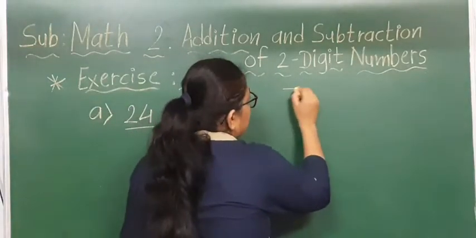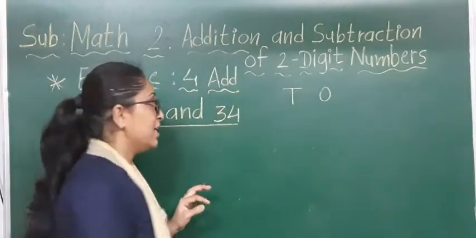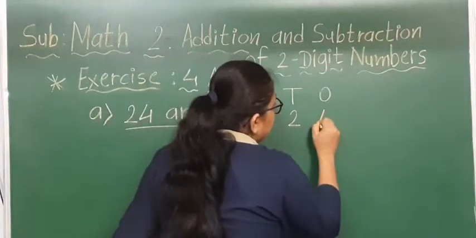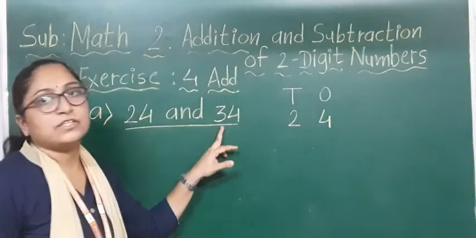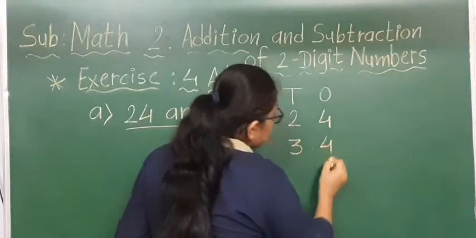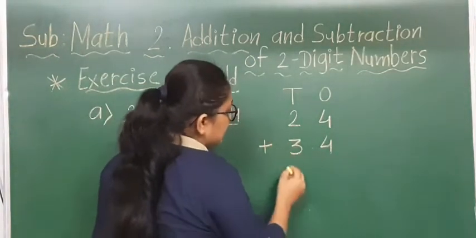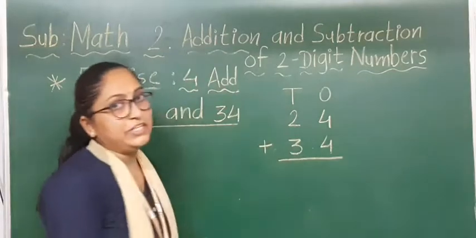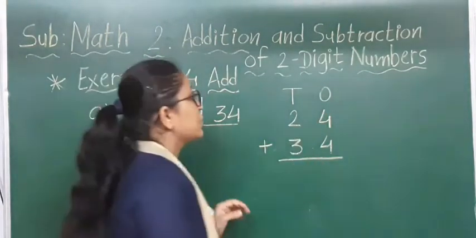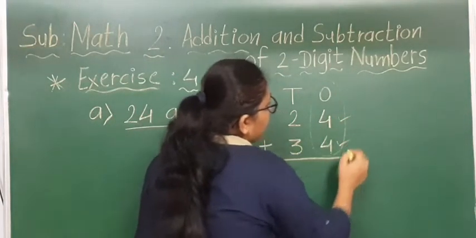First we have to mention the places, tens place and ones place. First we write down the first number, 24, like this. Then the other number is 34, so we write down the 34 like this. Put the symbol of addition over here and do the addition. First step, we start from the ones place. In the ones place you can see 4 and 4.